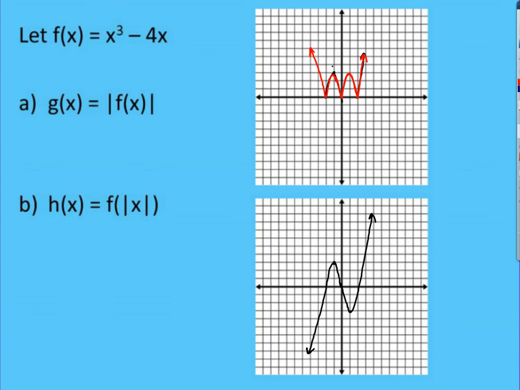On the second one, we are just finding the absolute value of the x. So anything that is to the left of the x-axis gets erased. Then whatever's on the right side, you reflect over to the left side. You just make the mirror image of it. And that would be your graph.